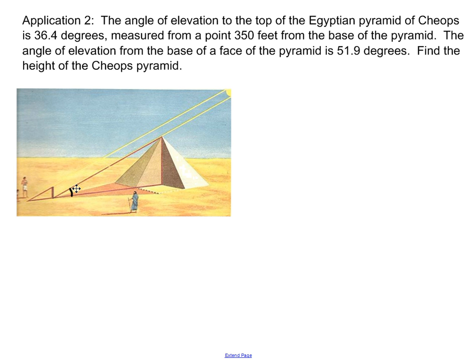We've got 36.4 degrees right here, this part of our triangle. And that point is 350 feet from the base of our pyramid right here. So if we draw a little line right here, that's 350 feet right there. Then we make another little line right here from the face of the pyramid, and this angle that we find right here happens to be 51.9 degrees.